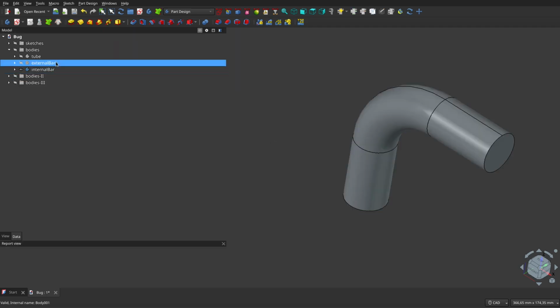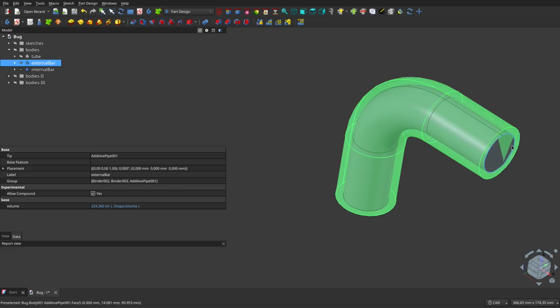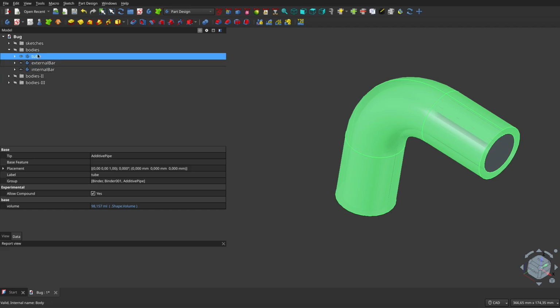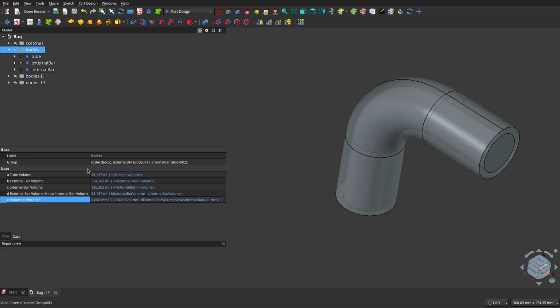So, if I subtract the inner bar's volume from the outer bar's volume, I get precisely the volume of the tube. And as we can see here, they match completely. Here we have the volume of the tube, and here is the volume of the outer bar. When I subtract the inner bar's volume from the outer bar's volume, the result matches the tube's volume exactly. The difference between these two volumes is 0. Perfect match, no problem here.